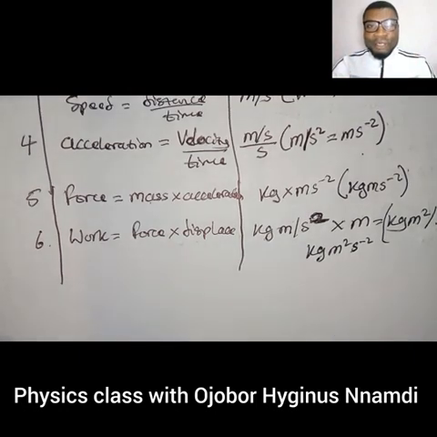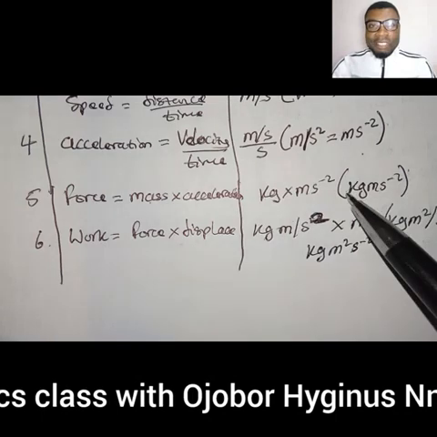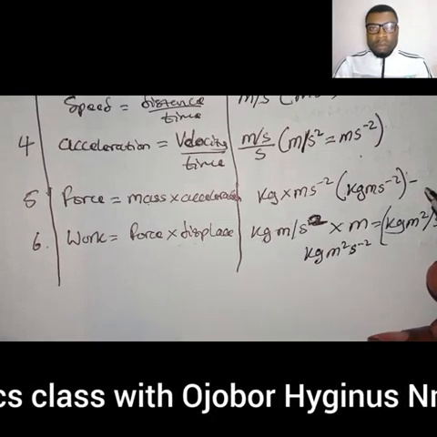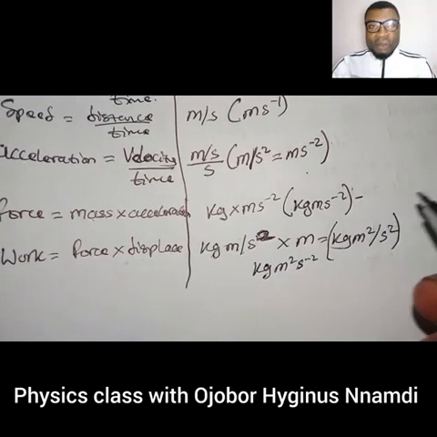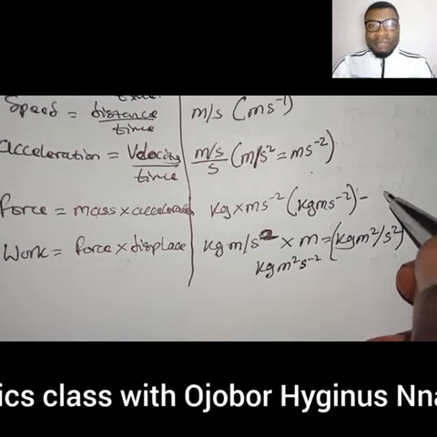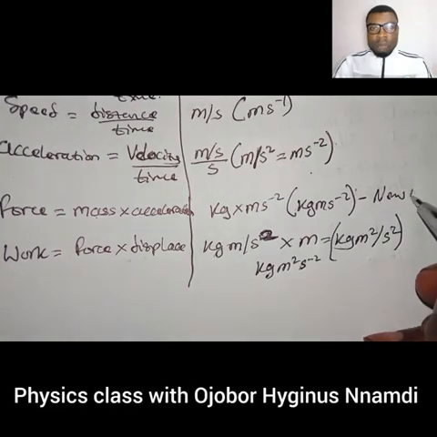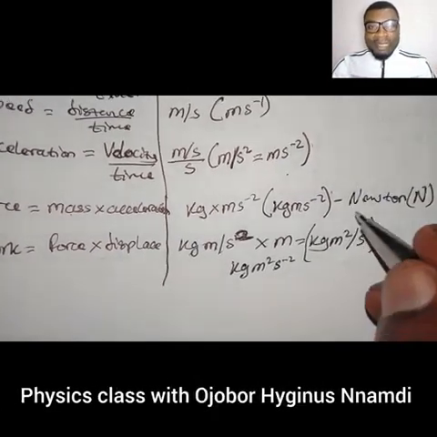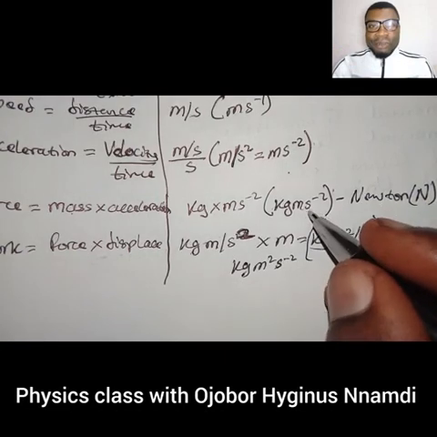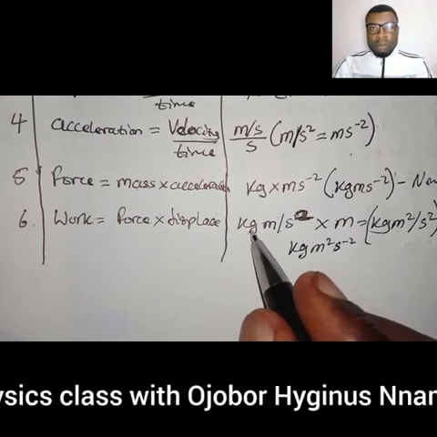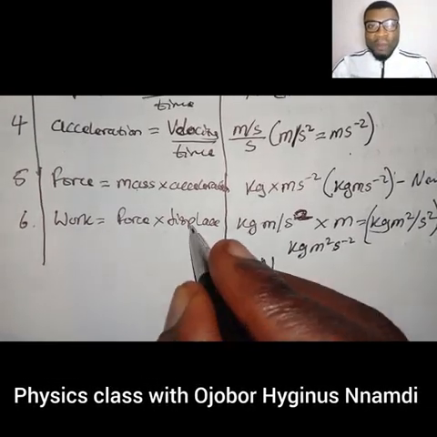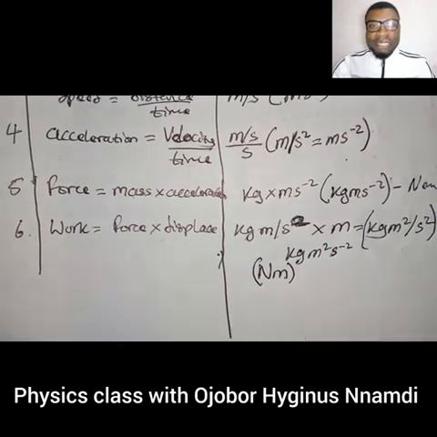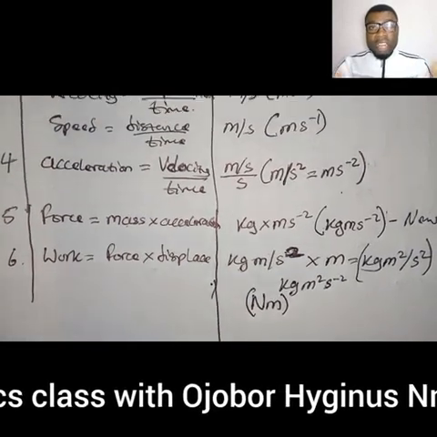But because of the cumbersomeness of some of these units, sometimes we use a single unit to represent them. We represent force using the name of Isaac Newton. So we represent force with what? Newton, written as capital N instead of kilogram meters per second squared. So Newton is equivalent to kilogram meters per second squared. If work is force times distance, and force is Newton, then work is Newton meters as well. So this is what we have as derived quantities and units.